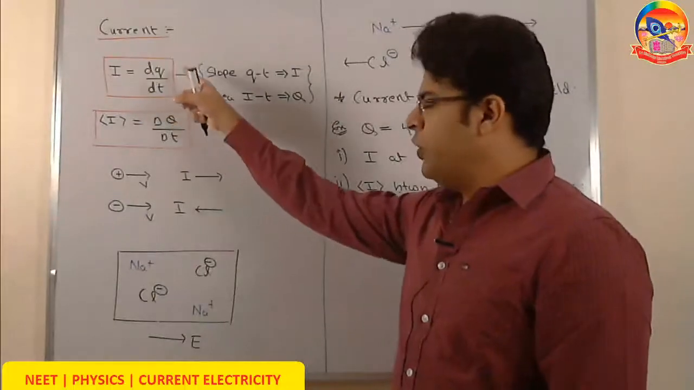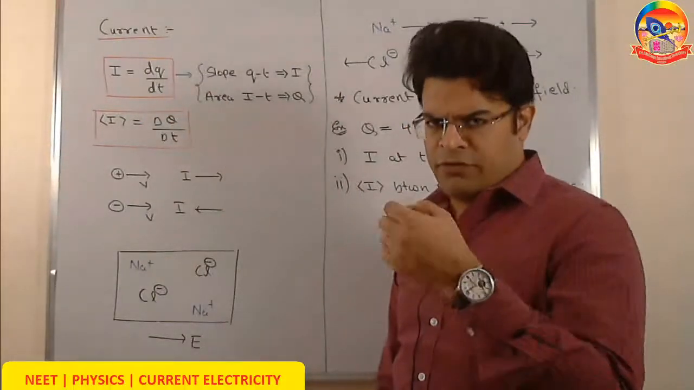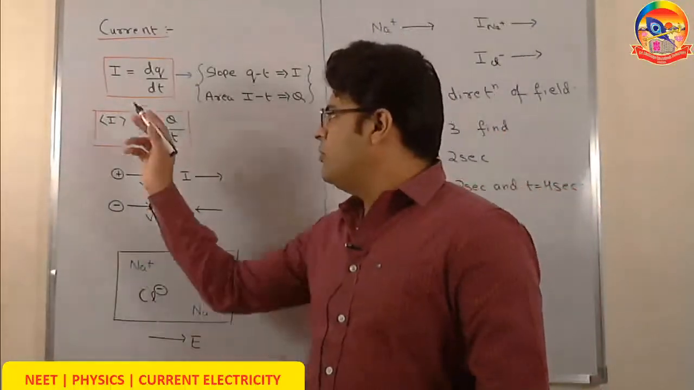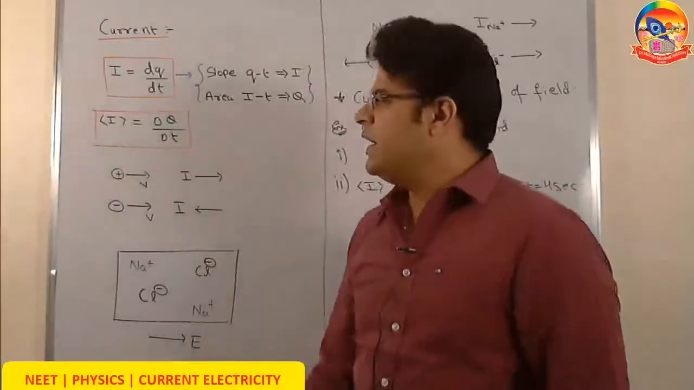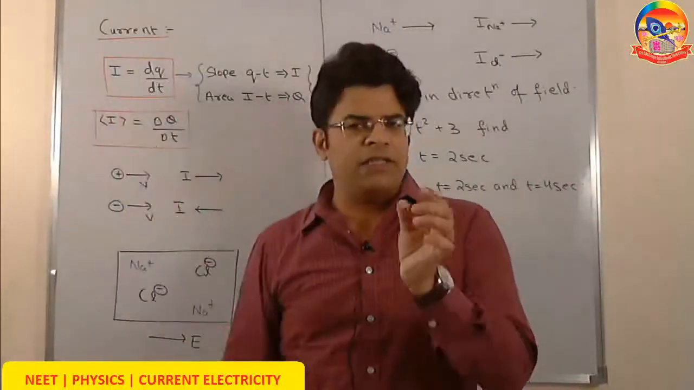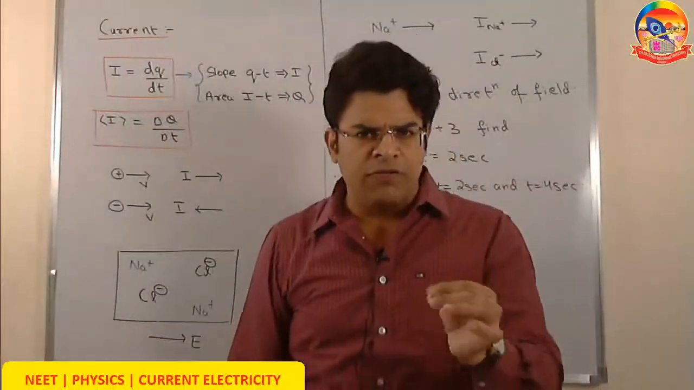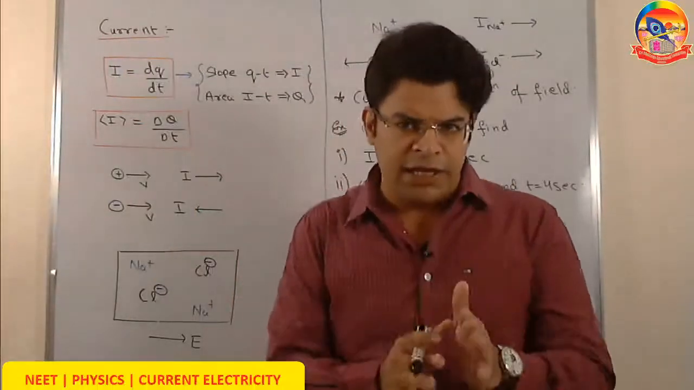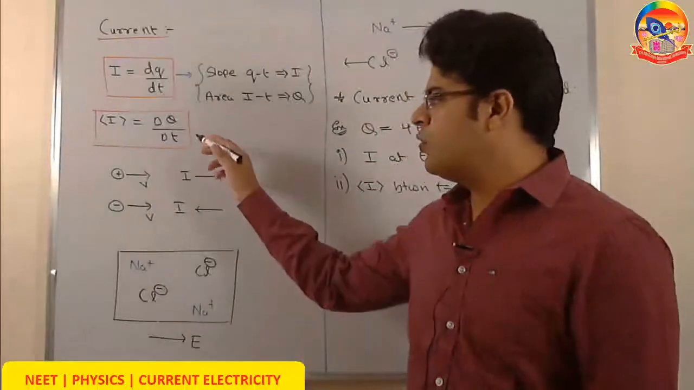So I equals dq by dt, slope of charge time graph gives us current, area under current time graph gives us the total charge flow. Similarly, we define another quantity that is called the average current. Instantaneous current is defined as the infinitely small flow of charge upon the infinitely small time taken. The average current that flows through a given cross-sectional area is defined as the total charge flow upon the total time taken.